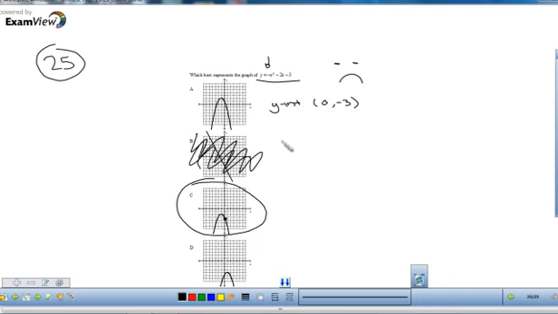If I didn't see that there were two of them, then I would have to go to the next step and find the x-coordinate of the vertex. So opposite of b over 2 times a, where a is the leading coefficient of x squared and b is the coefficient of x. So I would have ended up with negative 1.